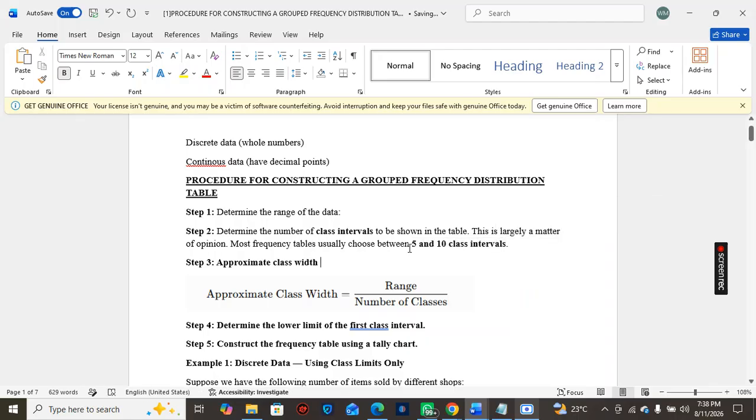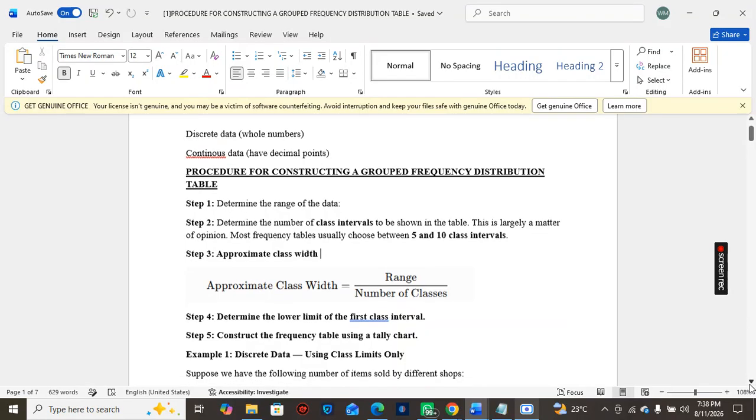After you've chosen the class intervals, you can approximate the class width. Class width is just the range divided by the number of classes, from step 2. Then step 4, you determine the lower limit of the first class, and from there you can construct the frequency table. As we go, I'll show you what all these words mean.